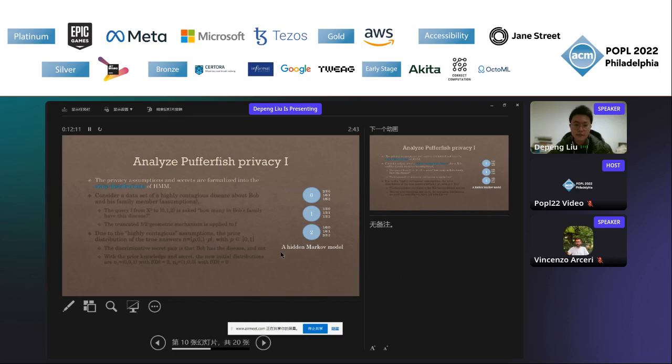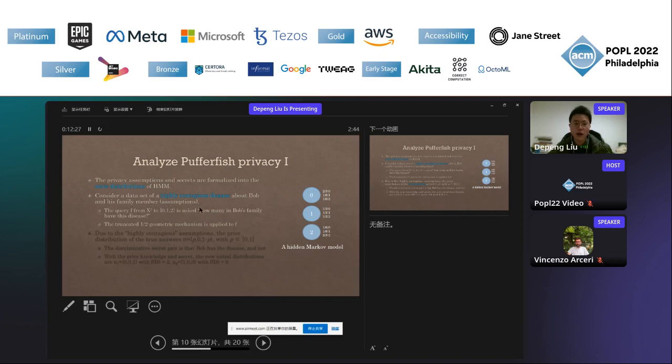I will simply analyze Pufferfish privacy in the HMM model. The privacy assumptions and the secrets are usually formalized into the state distributions of the HMM. For example, consider a dataset of a highly contagious disease about Bob and his family members. This is an assumption. A query is asked: how many in Bob's family have this disease? And in order to protect privacy, the truncated 1/2 geometric mechanism is applied to F.